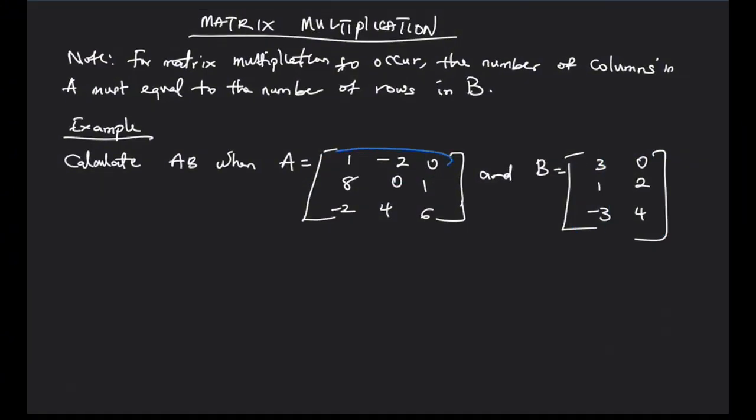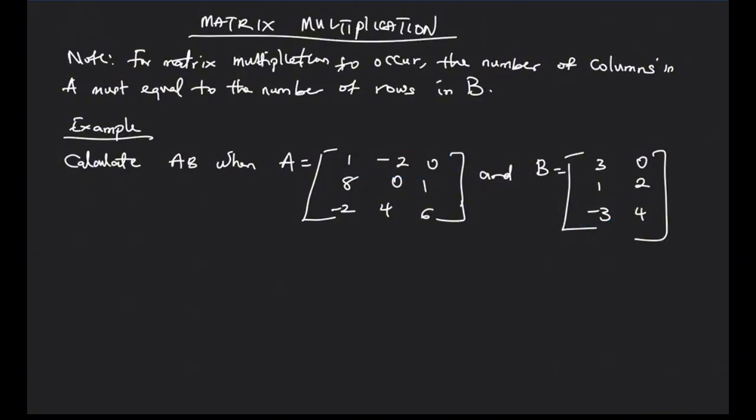The number of columns here is 3 and the number of rows in B is 3, so we can actually multiply. That's the first thing we need to check. The number of columns in A and the number of rows in B must be equal. And when we want to multiply, we multiply the number of columns in A times the number of rows in B.